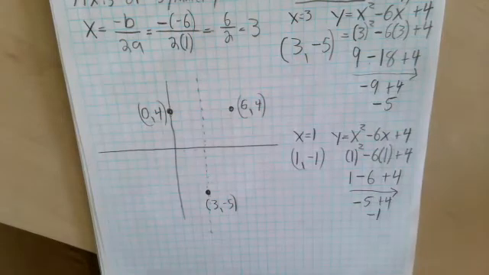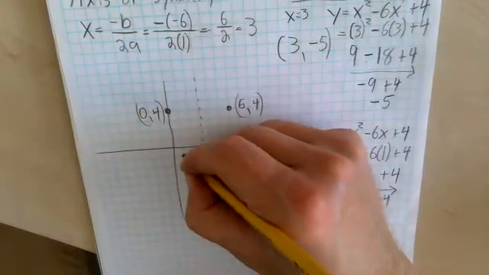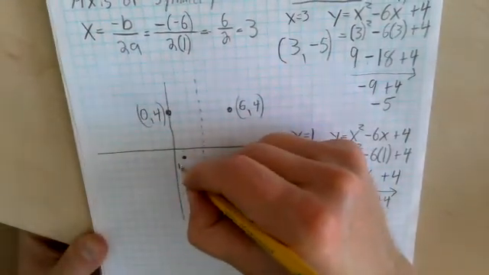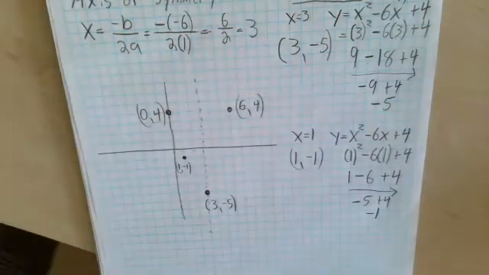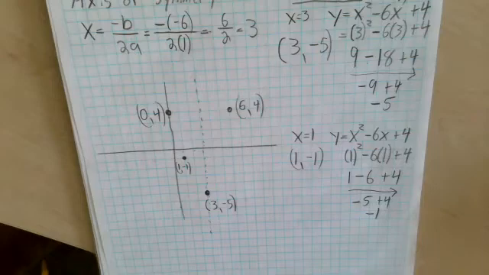Let's plot that point. (1, -1). Boom. Can we come up with another point from this one? What do you think, Molly?